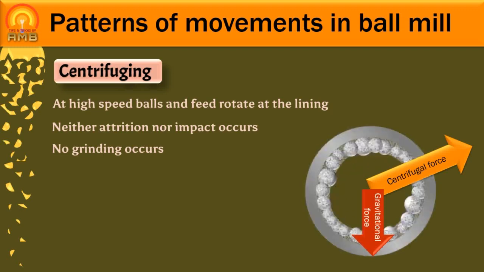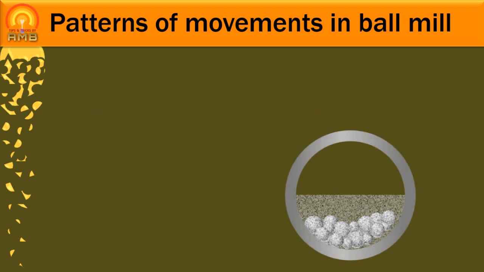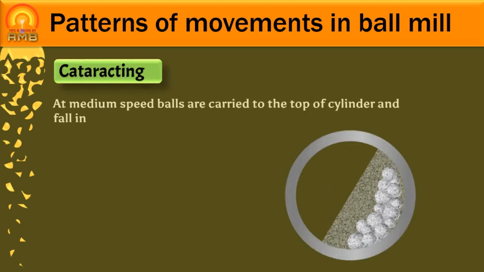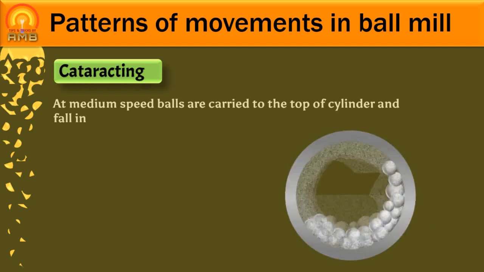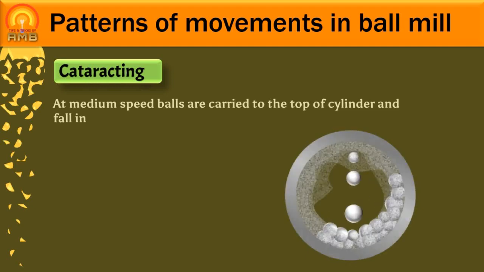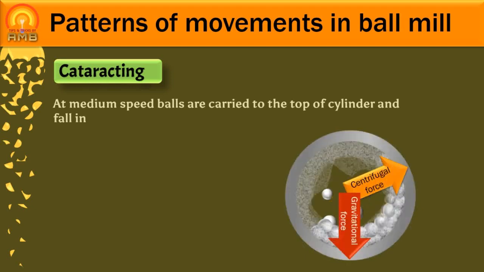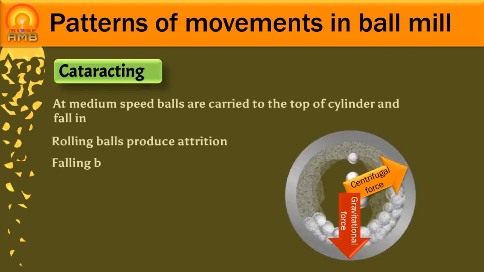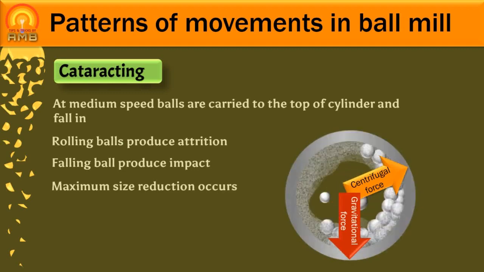Now let's see the pattern at medium speed. At medium speed, centrifugal force is developed such that balls are carried almost to the top of the cylinder and fall down due to gravity. This is called cataracting. Rolling balls produce attrition and falling balls produce impact. Thus maximum size reduction occurs in this movement.